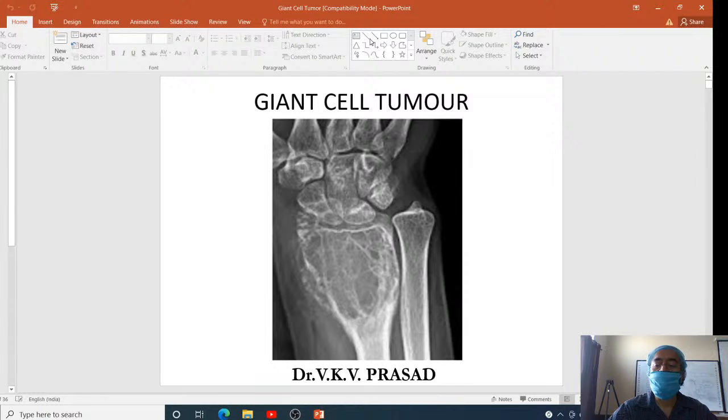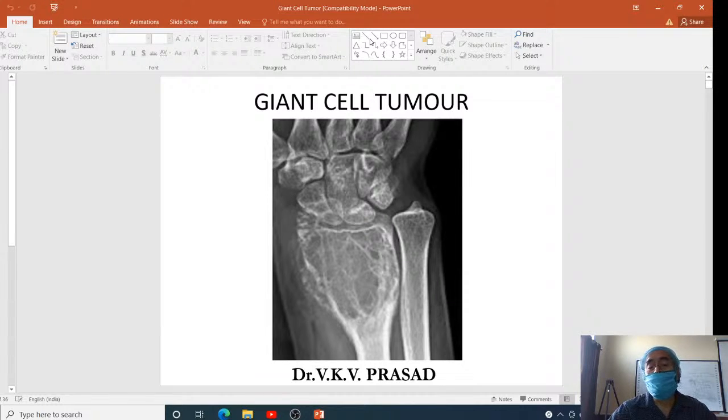So last class we have seen some benign bone tumors, out of which we have seen the most common one, exostosis or osteoclastoma. And in this class, we will learn something about giant cell tumor. It's a very fascinating tumor in that, though it's benign most of the time, sometimes it becomes locally aggressive. And funny thing is, it has metastasis in lungs sometimes.